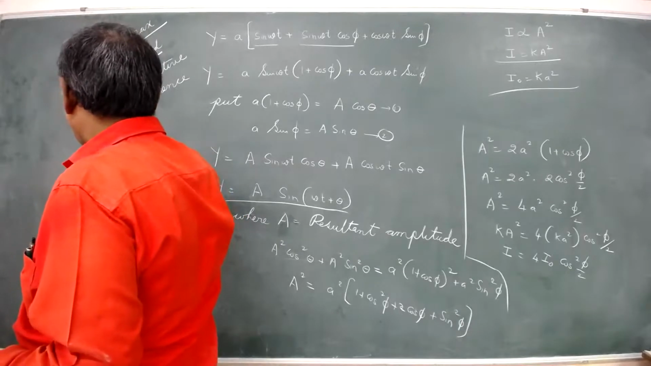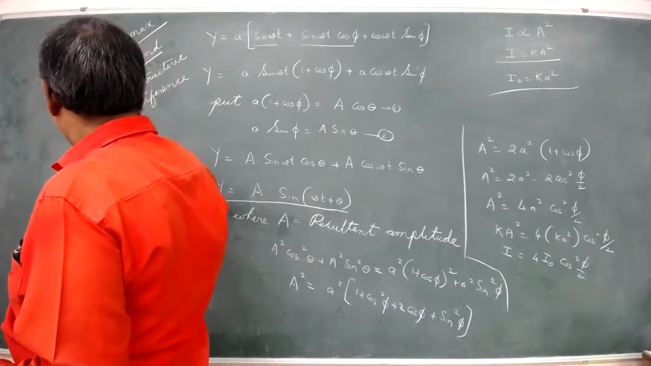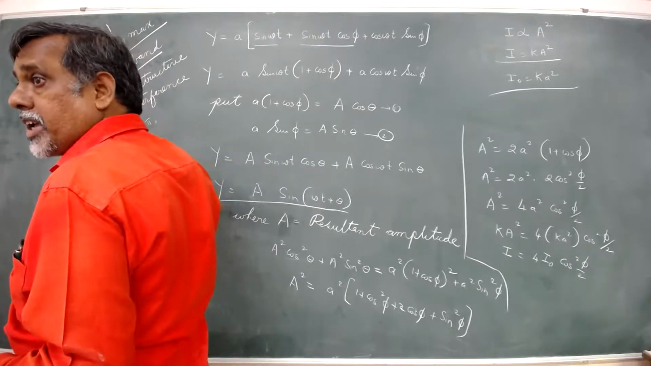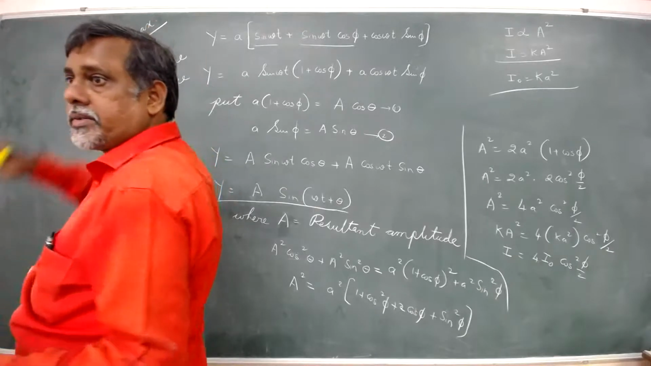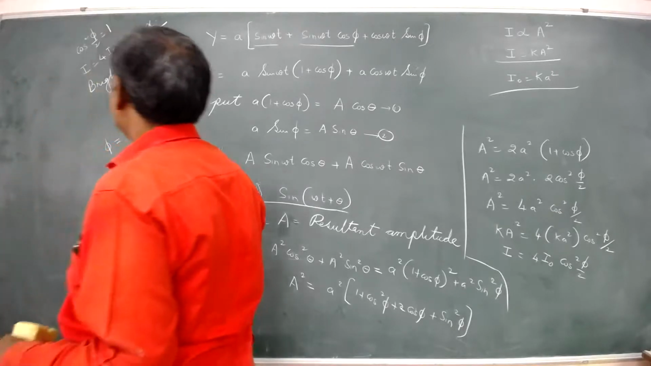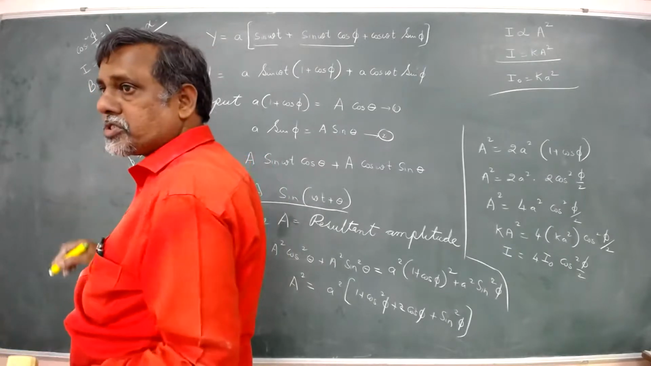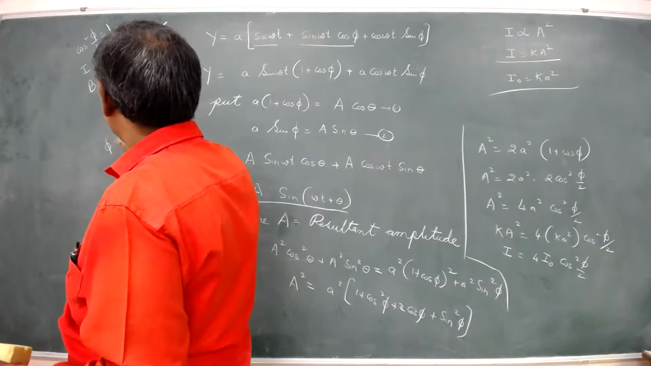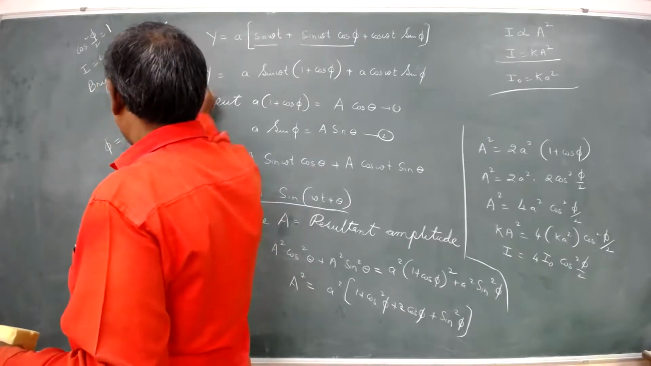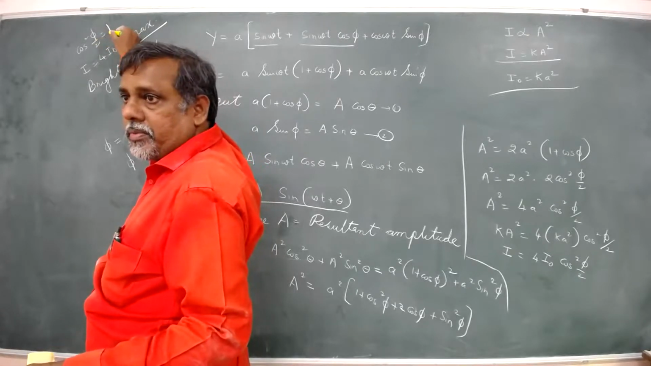So for this, phi should take the values pi, 2 pi, 3 pi, and so on. Understood? That means phi should be the even multiples. If it is 2 pi, 4 pi, then cos square phi by 2 is 1, which is the condition for the maximum.